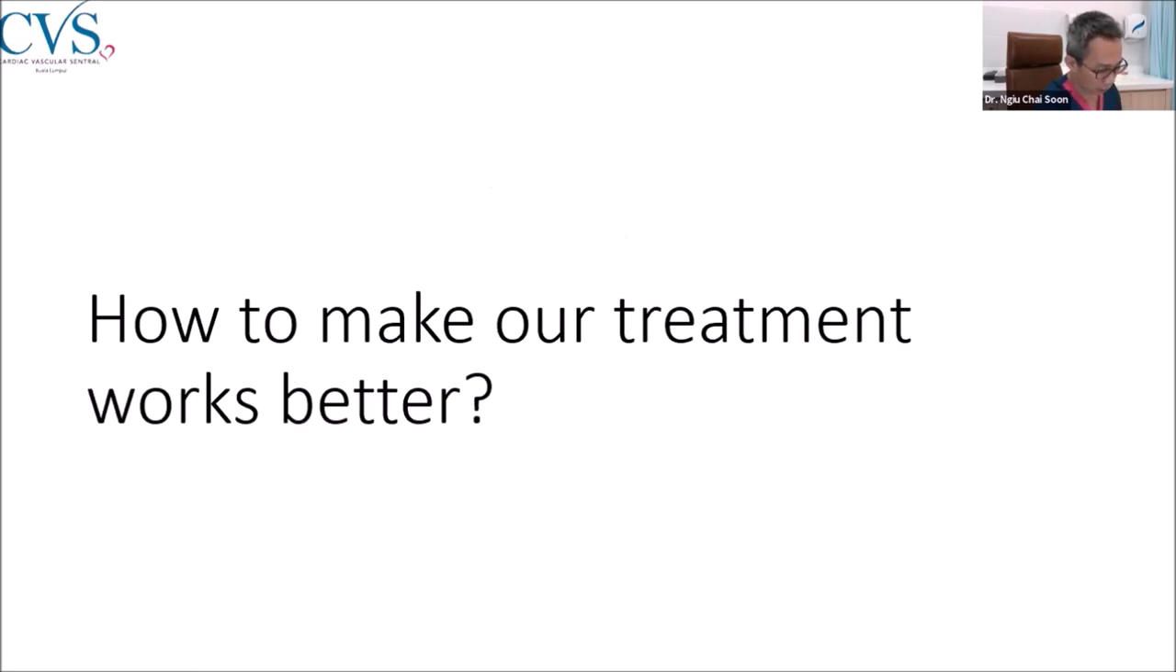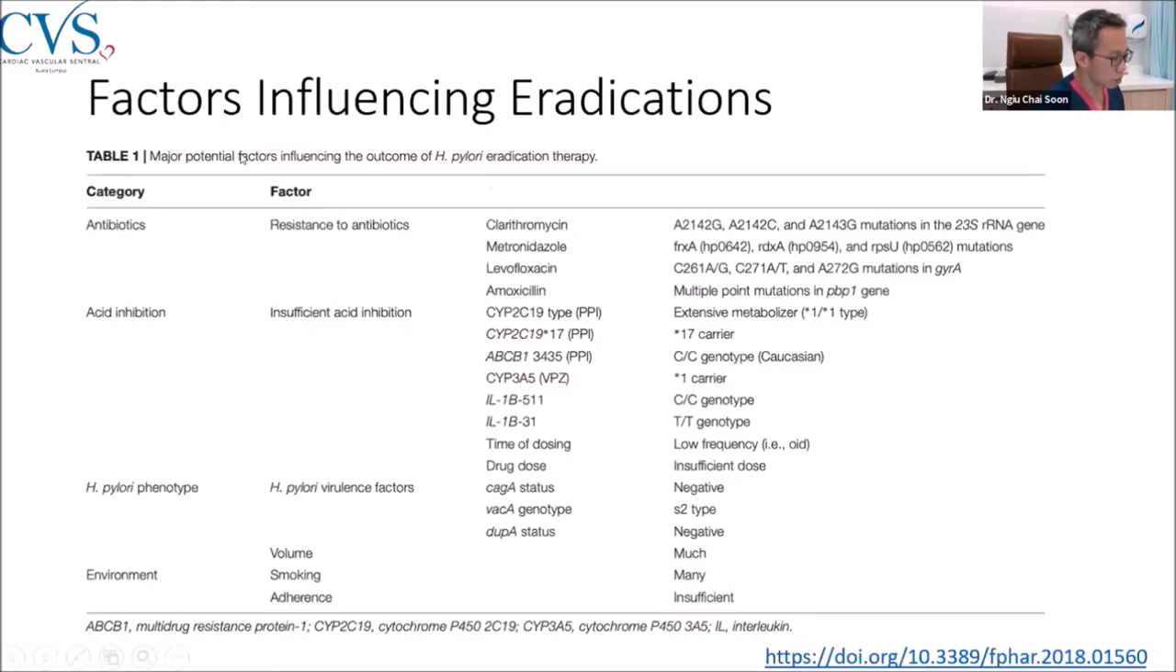After diagnosing, we need to ask about treatment of Helicobacter. So how do we make our treatment better? First of all, we need to understand the factors influencing the eradication rate. Antibiotics are the thing that we commonly use, so we need to understand our local data regarding resistance towards antibiotics. And there are some gene mutations in the bacteria that predispose them to more resistance towards the various antibiotics used.